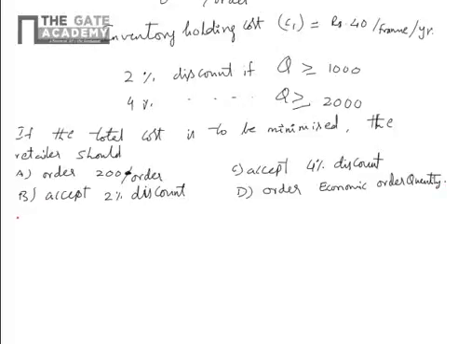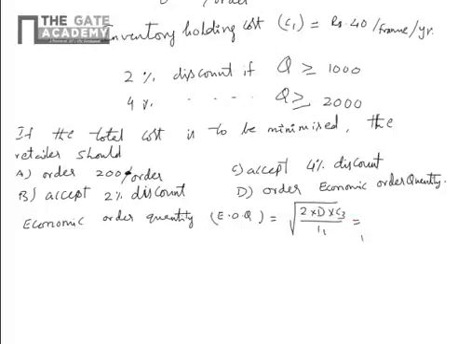Solve this problem. First you need to calculate economic order quantity, EOQ, equal to square root of 2 into D into C3 by C1, which is equal to 2 into D is 10,000, C3 is 300, C1 is 40. Simplify that. After getting the economic order quantity, you will get approximately 400.